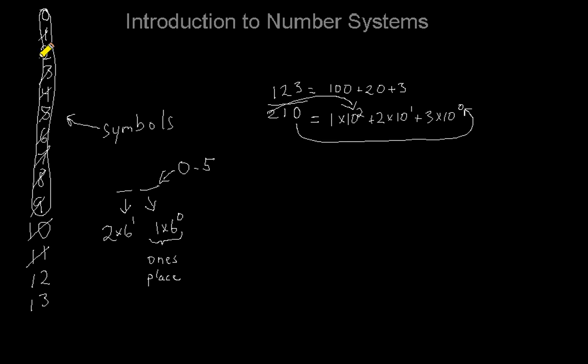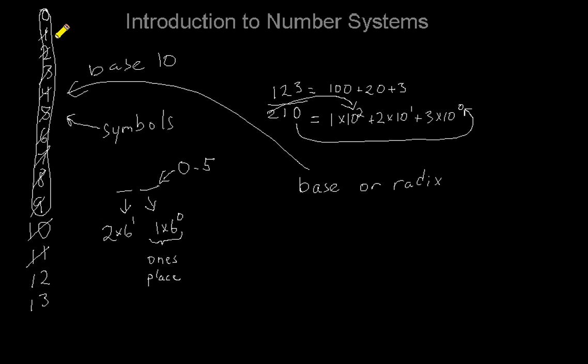Depending on what numbers we use for our symbols, that will affect what we call the base or the radix of the number system. So in this case, that's base 10. Because we have 10 available symbols, it only goes up to 9. And this one is base 6 because we have 6 available symbols.